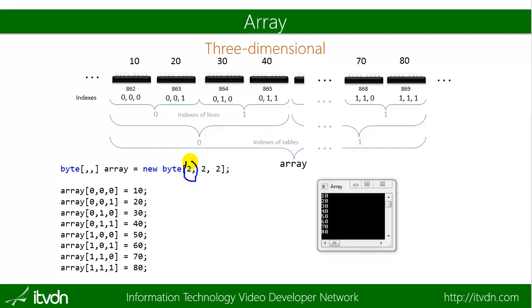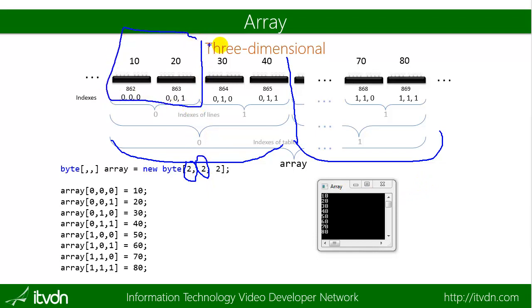This first two here means 1, 2. So we have two different bookcases if we're still using our library example. Then this second two means that we have 1 and 2 shelves, let's say, for example. And this third 2 means we have 2 sections.